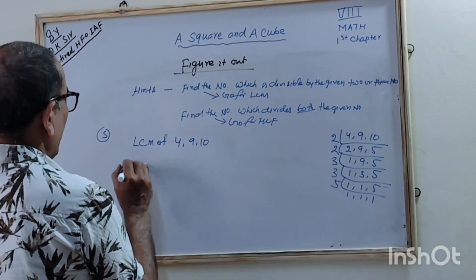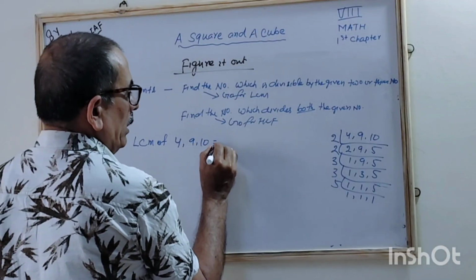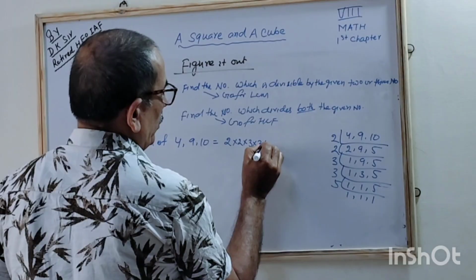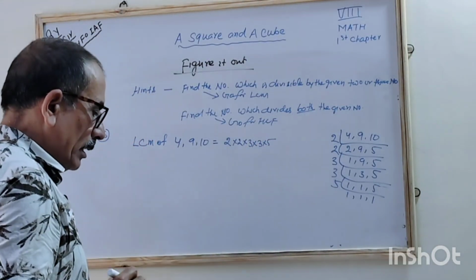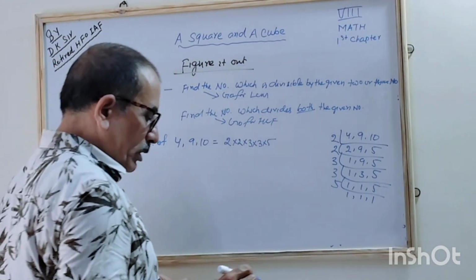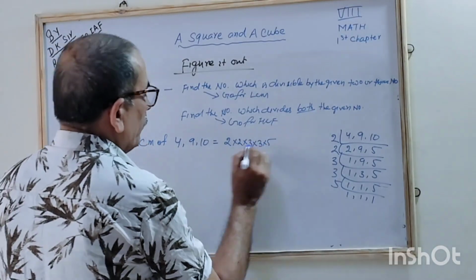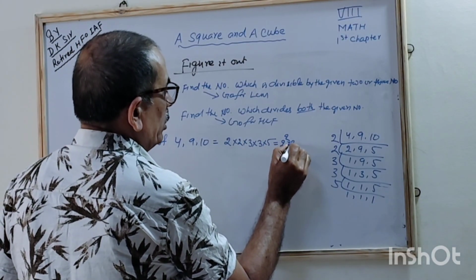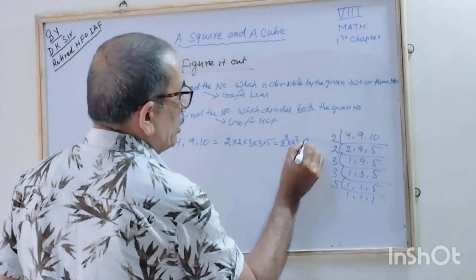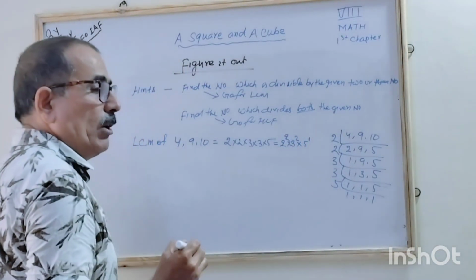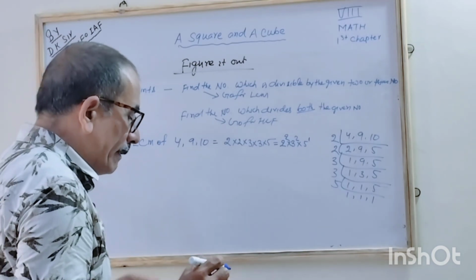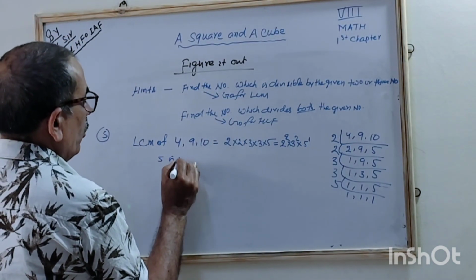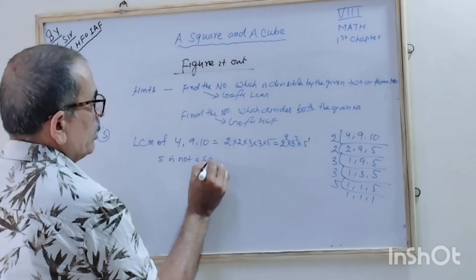So what you find is the LCM of this is equal to 2 into 2 into 3 into 3 into 5, correct? This you find out. In this question, the 5 is not squared. When you write it in exponent form, it becomes 2 to the power square, 3 to the power square. But 5 is not a square. It has the power of only 1. It is alone. So 5 is not a square. Correct?